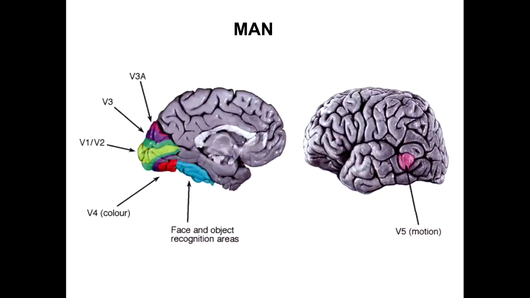And one of the first waystations is V4, which is your color area. And then you go anterior to that in the ventral stream, and you have things that can actually identify what object it is. Is it a sphere? Is it a rectangle? Is it a face? Is it which face, etc.? Okay.